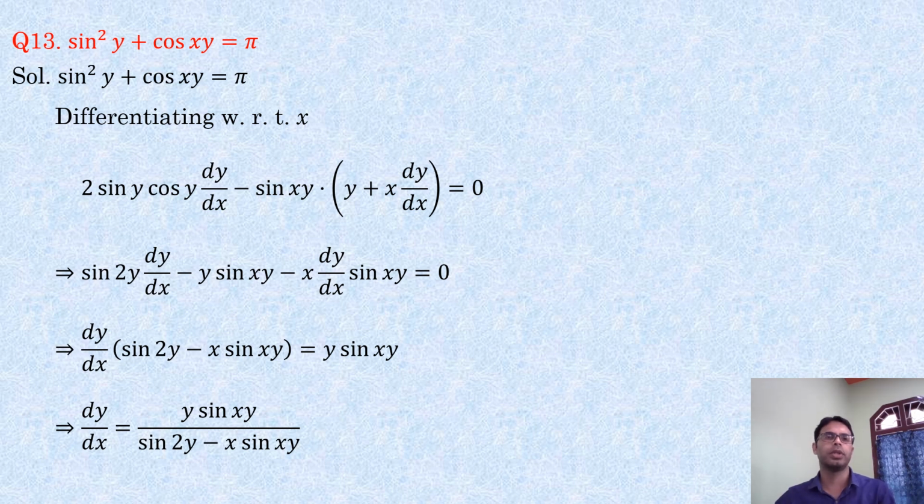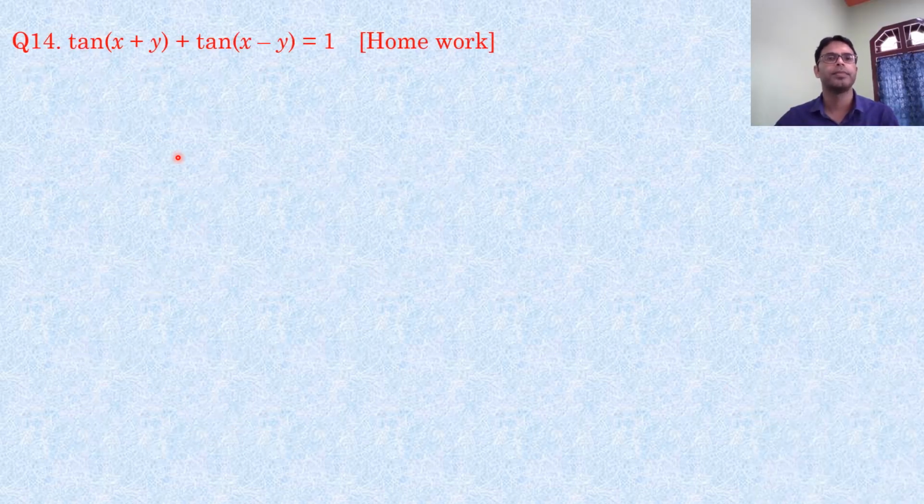Okay, so next question, number 14: tan(x plus y) plus tan(x minus y) is equal to 1. Homework, it is a simple question. What is the tan function's derivative? Sec squared (x plus y), and then x plus y is treated as x, so the differentiation of x plus y will be 1 plus dy/dx.